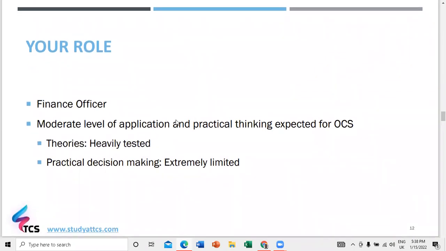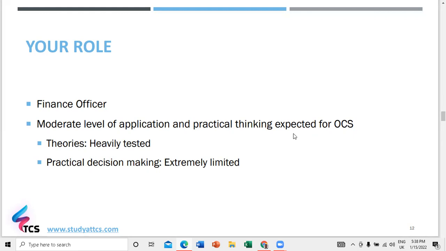So as I've been reiterating throughout this session, you are supposed to play the role of a finance officer who is at the lowest level of the organization, and you are supposed to report to your finance manager or any other manager from some other department. Okay. So as the finance officer of the organization of TreadPushy, you need to have a moderate level of application and practical thinking expected for OCS.